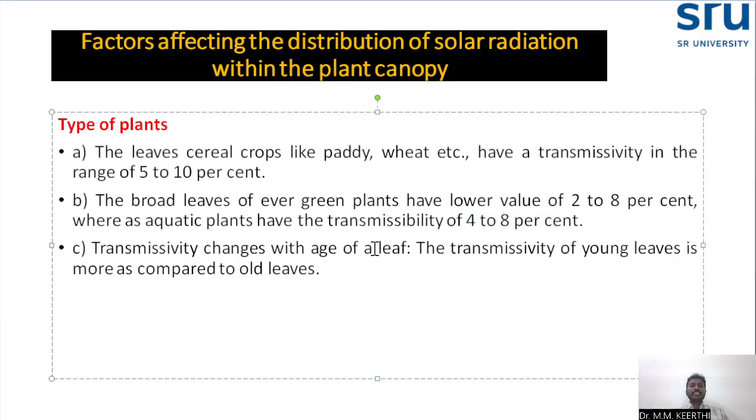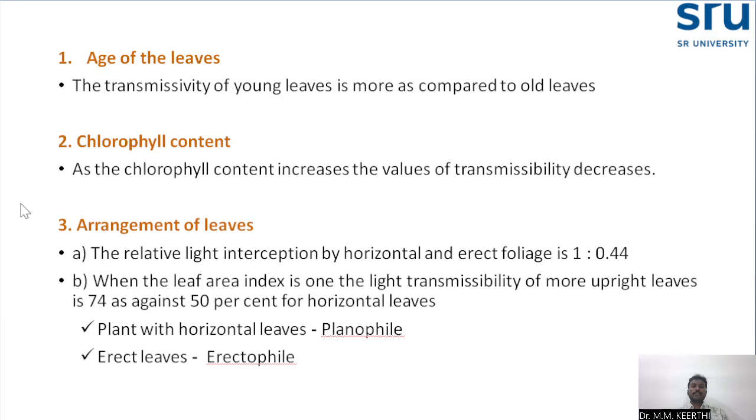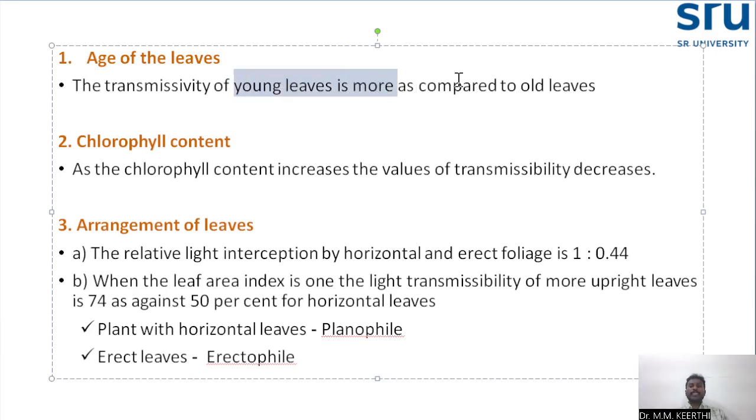The transmittivity changes with the age of the leaf. The transmittivity of young leaves is more compared to the older leaves, so younger leaves will transmit more radiation compared to the older leaves. And second, age of the leaves. I already told you younger leaves have more transmittivity than the older leaves. When it comes to the chlorophyll content, as the chlorophyll content increases, the value of the transmittivity decreases.